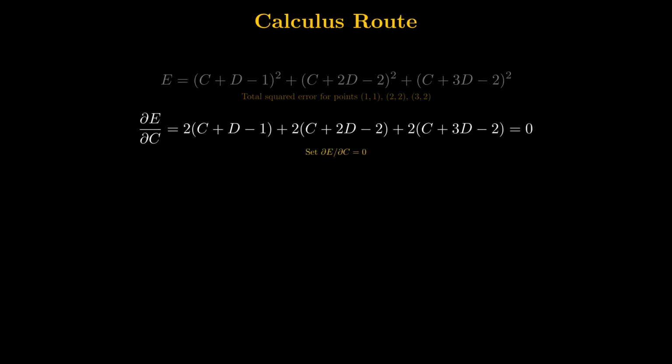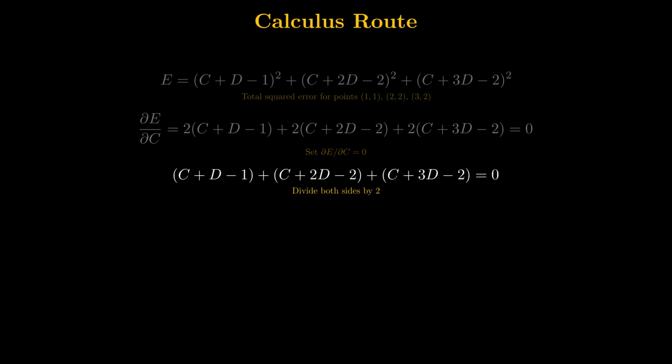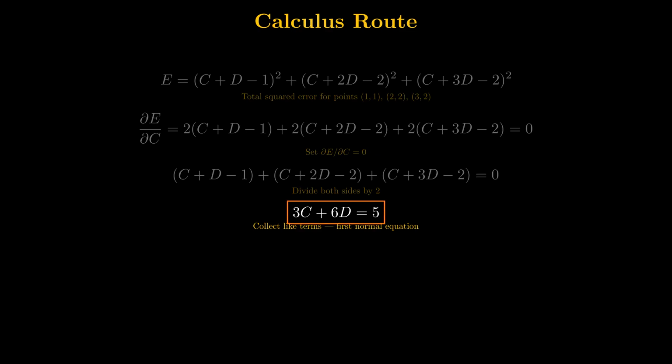The partial of E with respect to c is 2 times the quantity c plus d minus 1, plus 2 times the quantity c plus 2d minus 2, plus 2 times the quantity c plus 3d minus 2, all set equal to 0. Divide everything by 2 and expand. We get c plus d minus 1 plus c plus 2d minus 2 plus c plus 3d minus 2 equals 0. Collecting terms, 3c plus 6d minus 5 equals 0, which gives us 3c plus 6d equals 5.